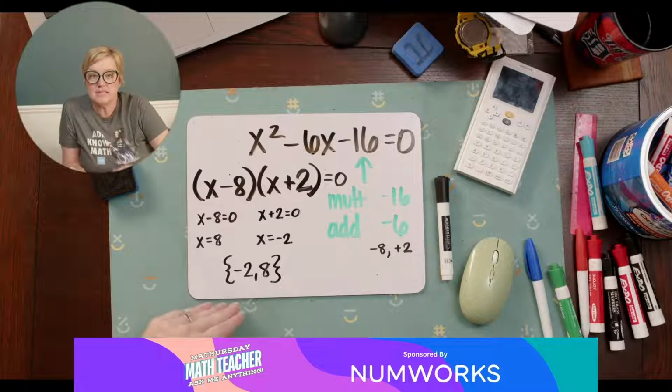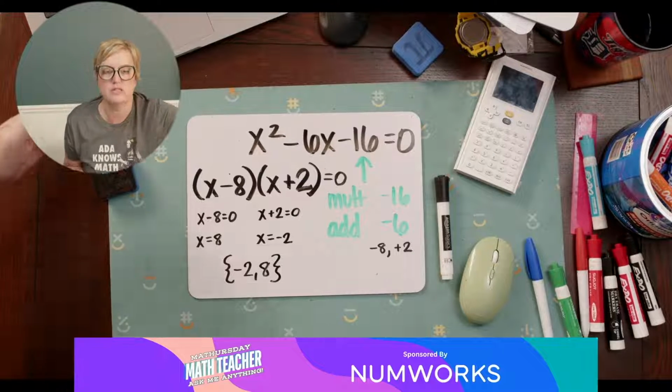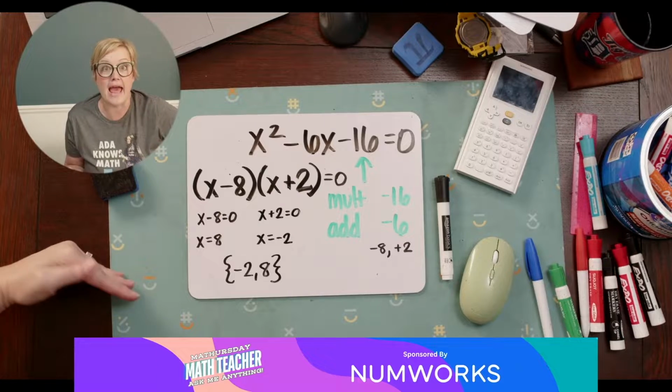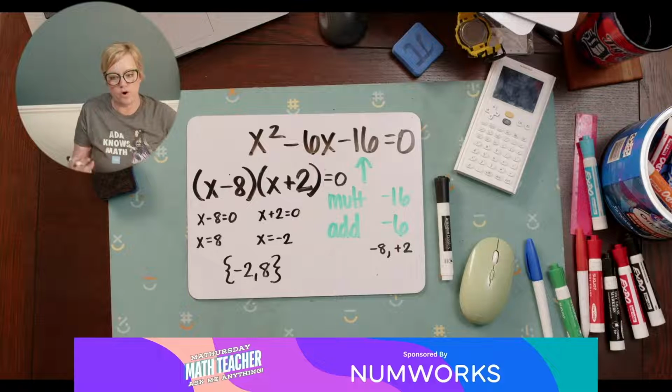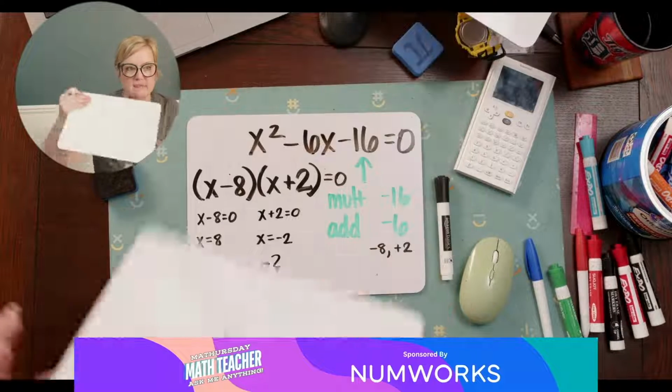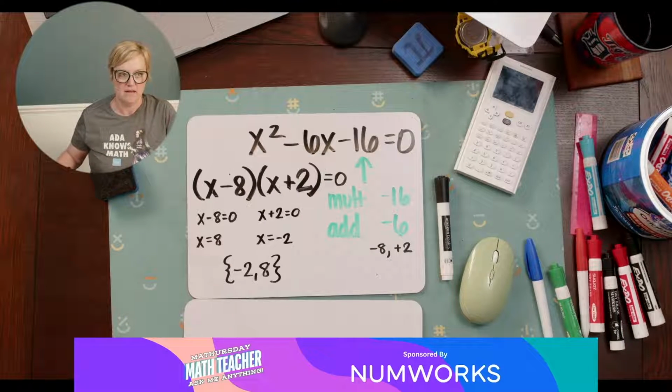These are my zeros. These are my roots. These are my solutions. These are my x-intercepts. It's all the same thing. When we're working with quadratics, all of those terms mean the exact same thing.